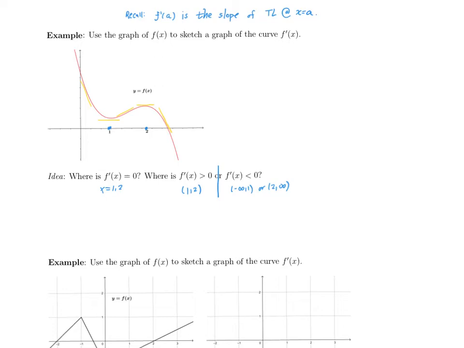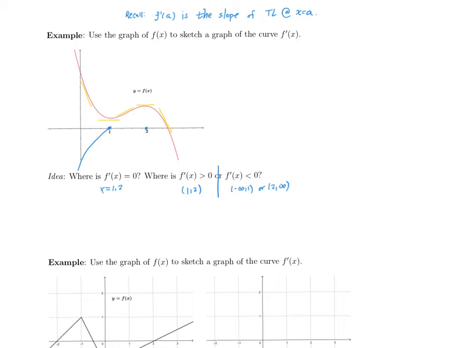And this should be enough information for us to give a rough sketch of what the graph of f prime of x will look like. So the graph crosses the horizontal axis at 1 and 2. It's negative to the left of 1. And note additionally that the further you are away from 1, the larger and more negative the slope of that tangent line is going to be. So roughly speaking, to the left of 1, we're going to be something kind of like this.